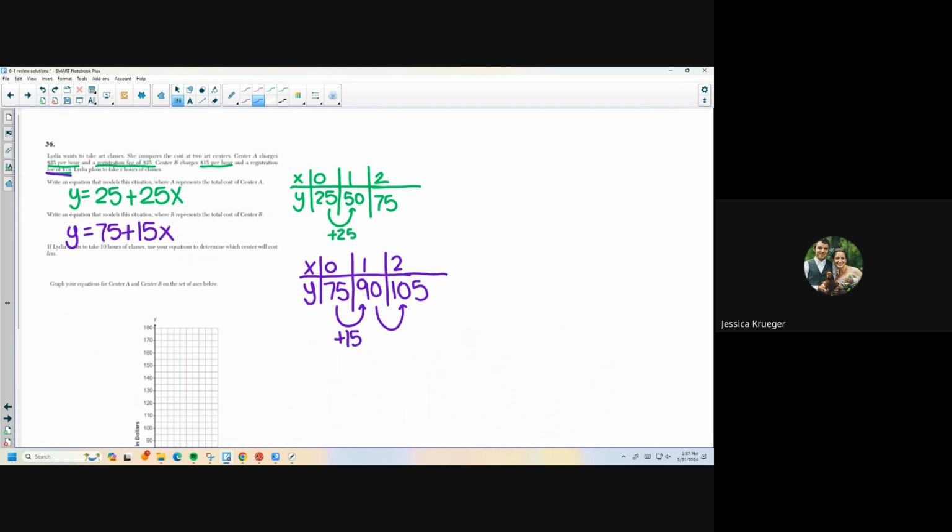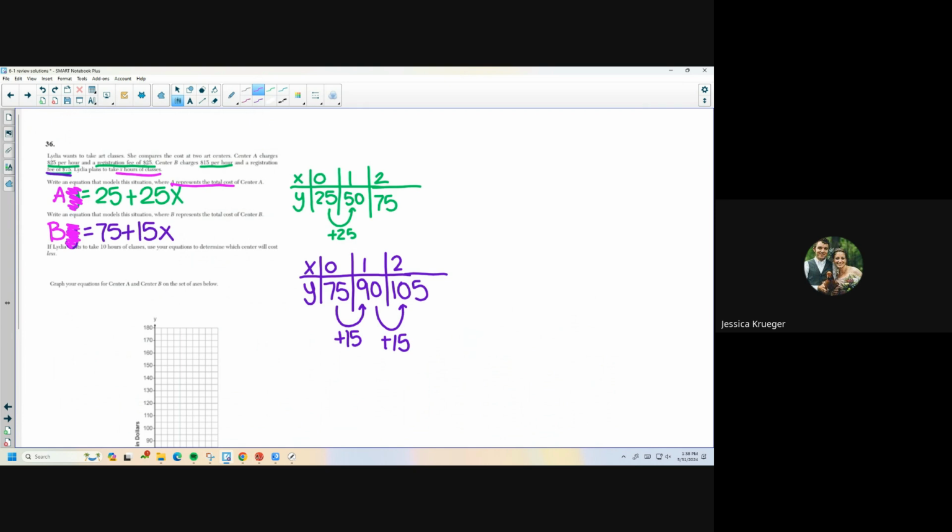Now, I just happened to notice, because I always go back and reread the problem, it says here, A represents the total cost. So I actually think I can't use y equals. I have to use A equals. And then I want to make sure x is okay. It says x hours of classes, so that is okay. Down here, I need to use B equals.